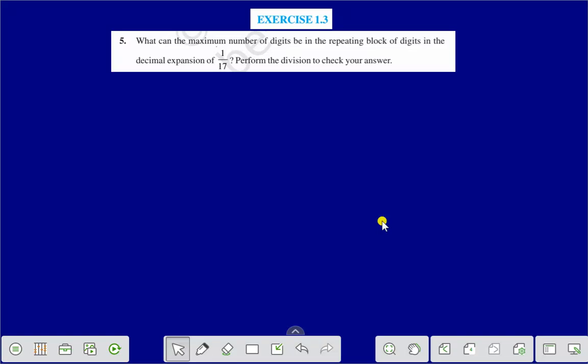Hello everyone. Today we shall discuss exercise 1.3 question number 5. What can the maximum number of digits be in the repeating block of digits in the decimal expansion of 1 by 17? Perform the division to check your answer. Let us find.